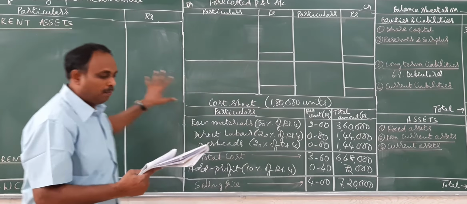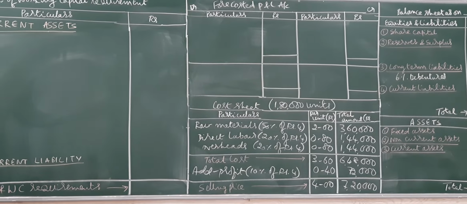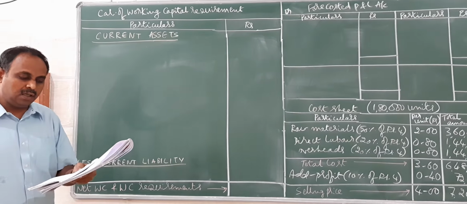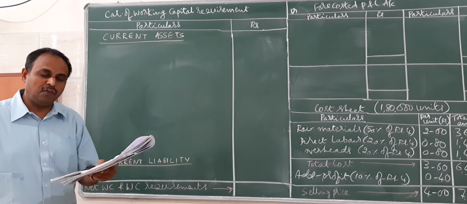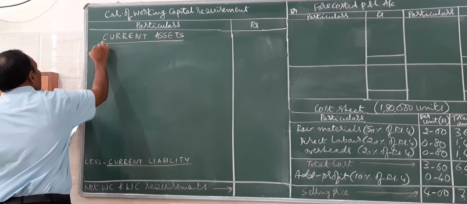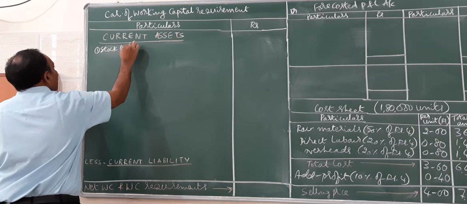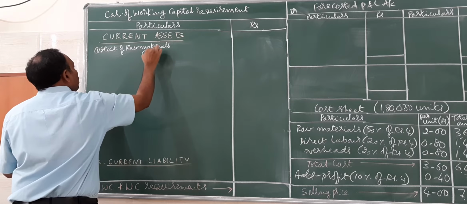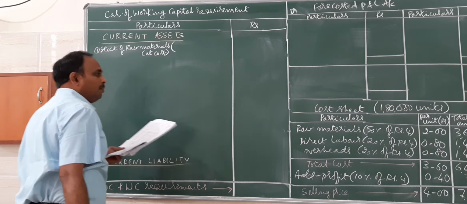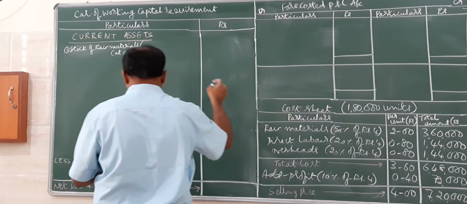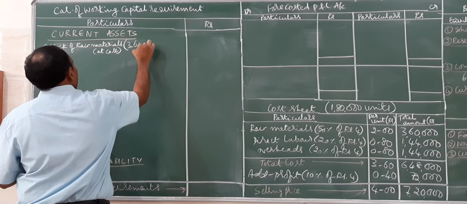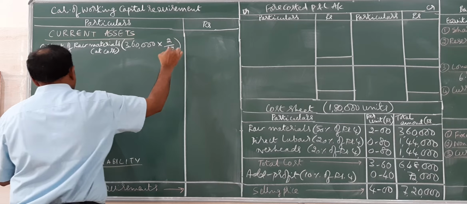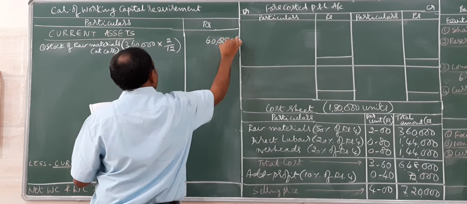Then we can go for preparation of the calculation of working capital requirement. So let us go one by one. Raw materials are kept in store for an average of 2 months. So stock of raw materials, current assets at cost. So raw materials at cost is rupees 3,60,000 for 2 months. 2 by 12, amount comes to 60,000.